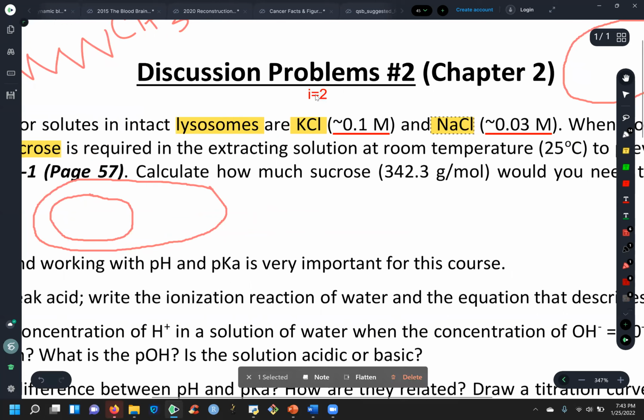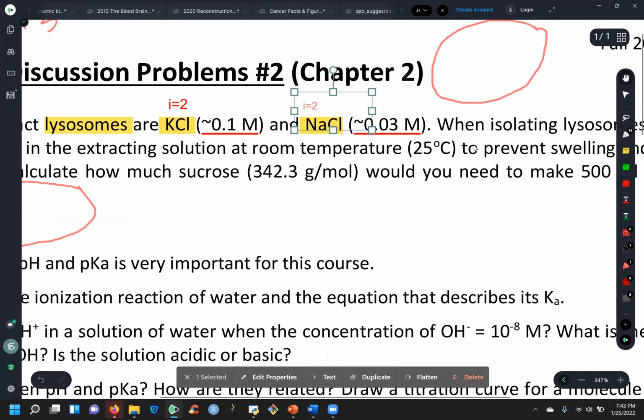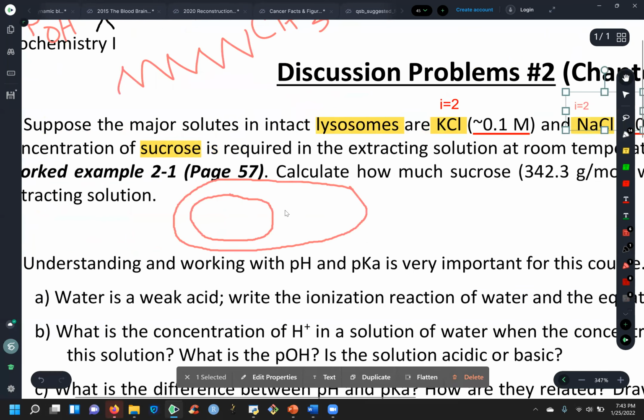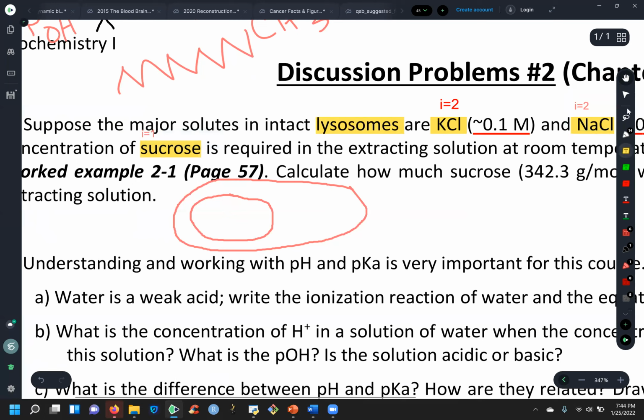So I'm just going to go ahead and remind you guys right here. i equals 2 for potassium chloride because it will dissociate into 2. And then for sodium chloride, the same thing happens. It also dissociates into 2. So i equals 2. Okay. So in the formula, we're using i equals 2. And then, when isolating lysosomes, what concentration of sucrose is required in the extracting solution? Now they're saying sucrose, and sucrose does not ionize or dissociate into 2. It remains 1 molecule. So we're just going to put i equals 1. So whenever it's time to include sucrose in the formula, it's going to be really easy. We're just going to say i equals 1. Okay.